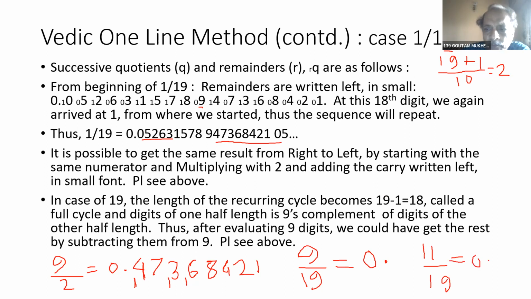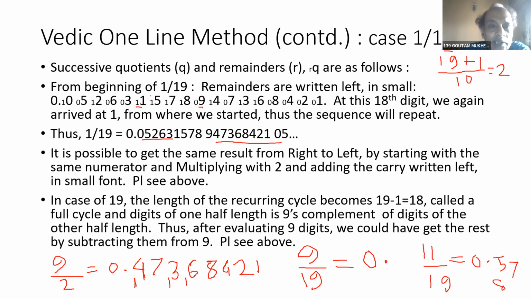11 by 19, 0 point how much first? 0.5. See, this is the 11, so we start it here. I write 0.5, and it will go like this: 5, 7, 8, 9, and so on. It will come back to this 1.